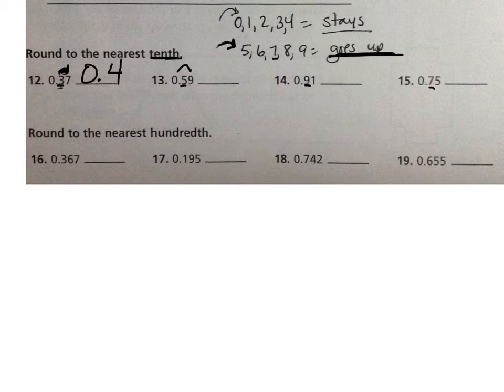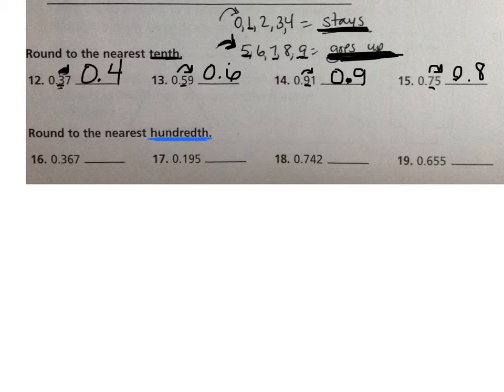If I look to the right of the 5, it goes to a 9. So the arrow is pointing to a 9. So the underlined digit goes up to a 6. I look to the right of the 9 and it's a 1, so the underlined digit stays a 9. If I look to the right of the 7, it is a 5, so the underlined digit goes up to an 8. Here we're looking at going to the nearest hundredth, so I have tenths, hundredths, tenths, hundredths.